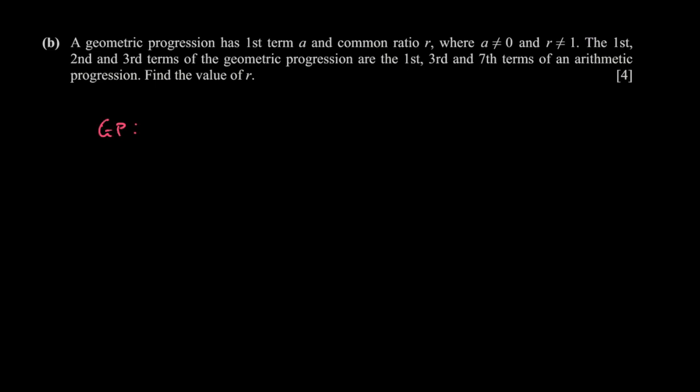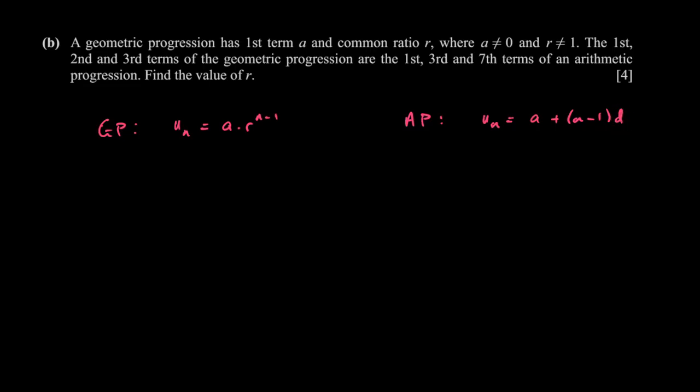For a geometric progression, the nth term is equal to a times r to the power of n minus 1. And for an arithmetic progression, the nth term is equal to a plus (n minus 1)d. Okay, so where a is the first term, for the case of a geometric progression, r is the common ratio. And for an arithmetic progression, d is the common difference.